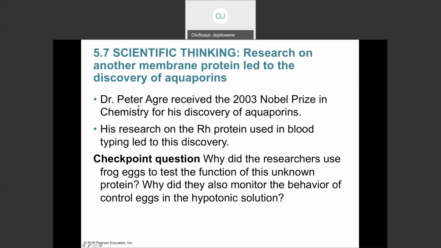And Peter Agre's colleagues, this is one of the areas where you remember the scientific process, that the scientist works with others in the community and communicates with other scientists. Through that communication, Dr. Agre found out that scientists had been trying to identify the factor, the protein, or the molecule that's responsible for the rapid influx of water into cells.